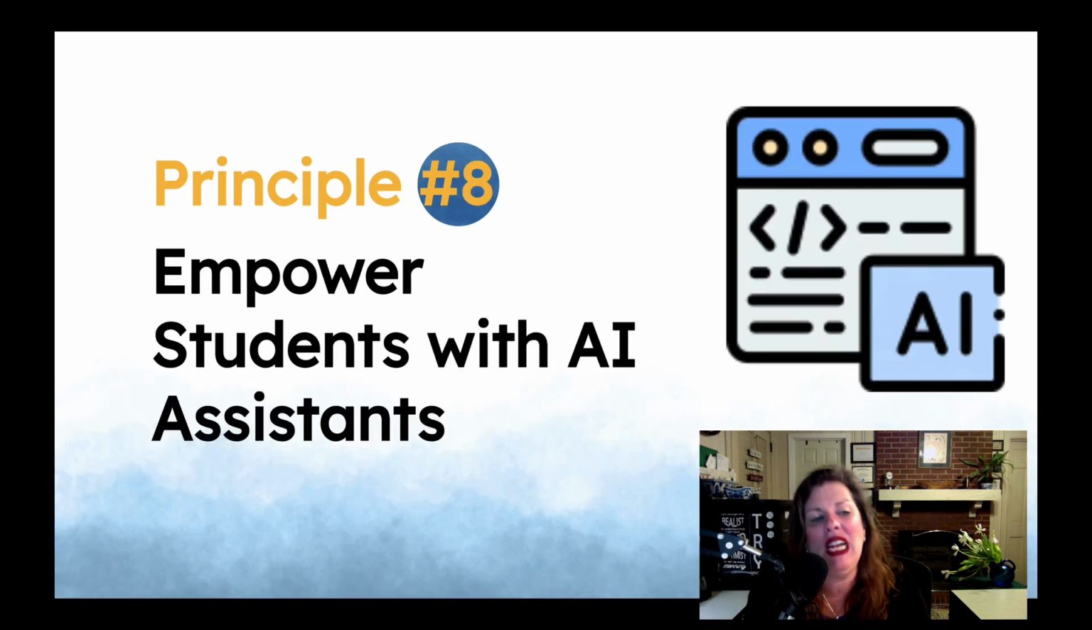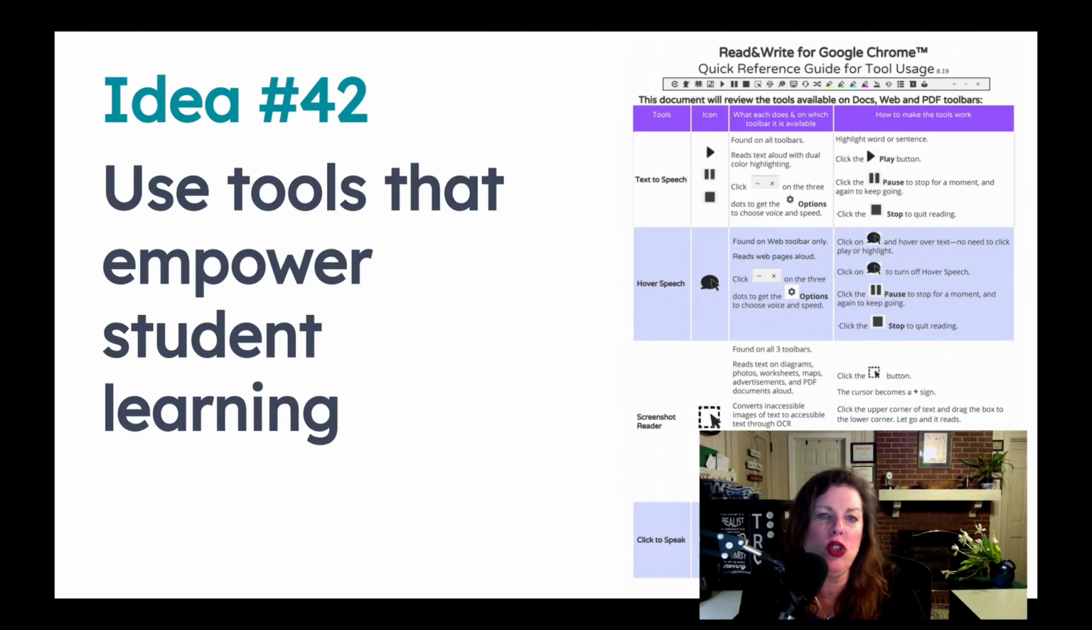Now, principle number 8 is to empower students with AI assistance. Now, students can have almost like their own little personal learning assistant if they learn how to use the right tools. One of those tools is Read&Write for Google Chrome. This is especially important for those students who struggle, like some of our own children, whether it's screen masking so they can read, whether it's simplifying and removing the clutter, whether it's highlighting something and having it read to you. Using tools that empower student learning is so very important.